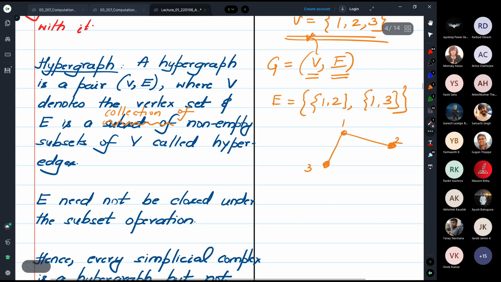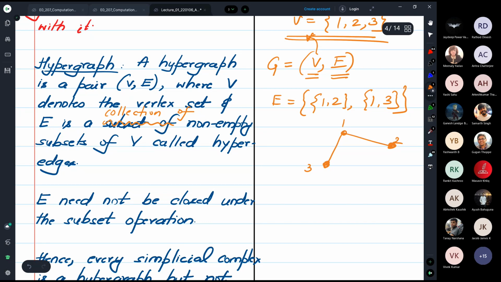So now let's ask, what is the difference between a hypergraph and a graph? Well, notice that the elements of E are sets of size 2. So this is a set of size 2. It has only 2 elements. Similarly, this is a set of size 2. Whereas in a hypergraph, the H set can include subsets of arbitrary sizes.